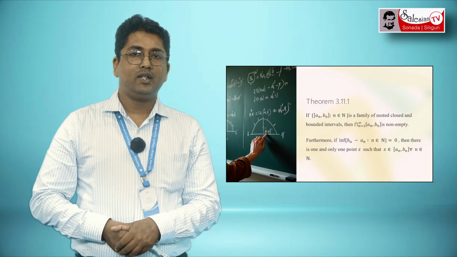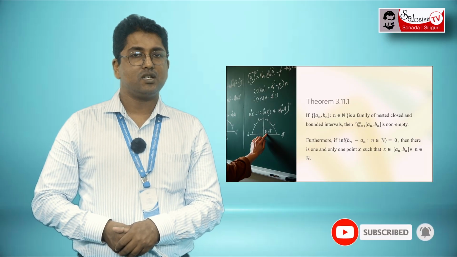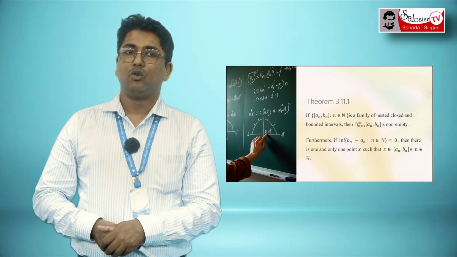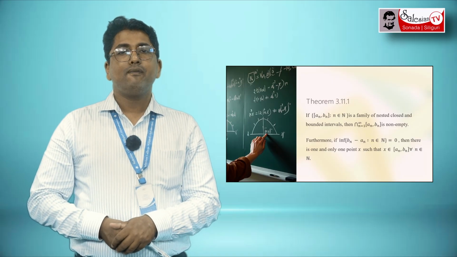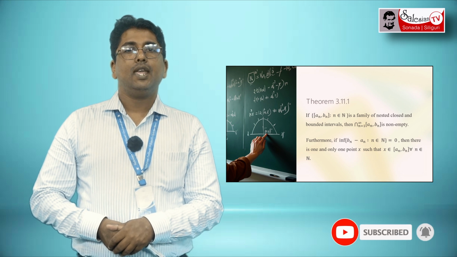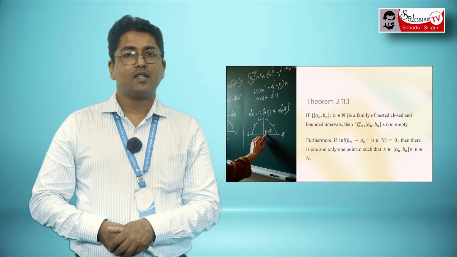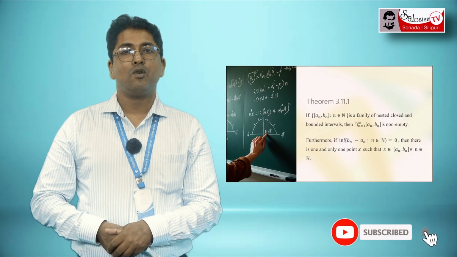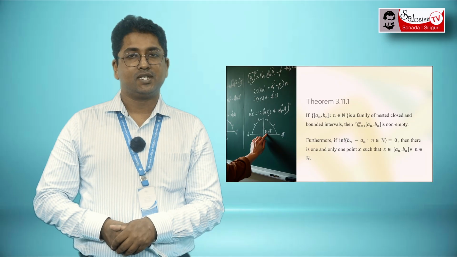Please be careful with this first line. In the nested interval theorem, we need to restrict ourselves to considering only families of closed and bounded intervals. We will not consider any other type of nested family. So once again, if [an, bn], such that n belongs to the natural numbers, is a family of nested, closed and bounded intervals, then the intersection of all these intervals will be non-empty. That means the intersection will be non-empty if the intervals are closed, bounded and nested.